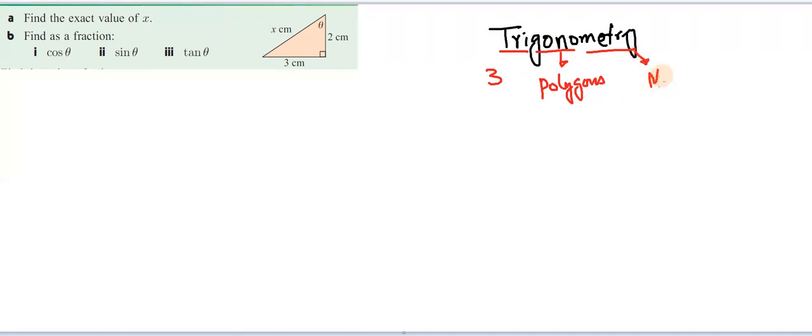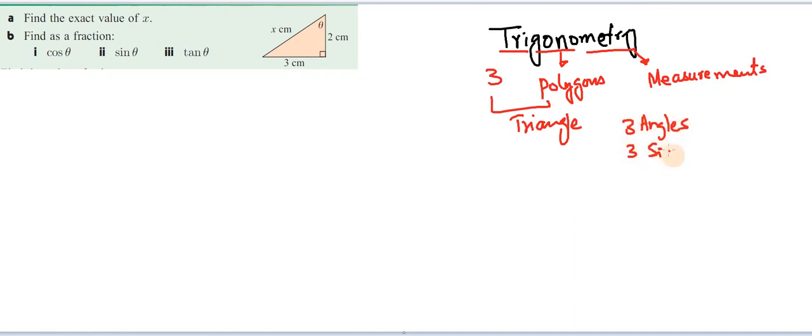And metry is related to measurements. So when you are dealing with the measurements of a three-sided polygon, basically a three-sided polygon is simply a triangle. In trigonometry, you tend to transform or translate all your working into solving triangles. By solving triangles, you mean to work with the three angles that a triangle involves and the three sides.